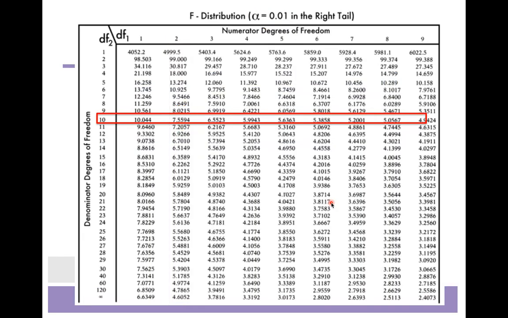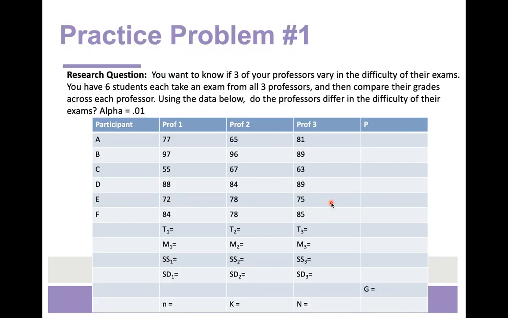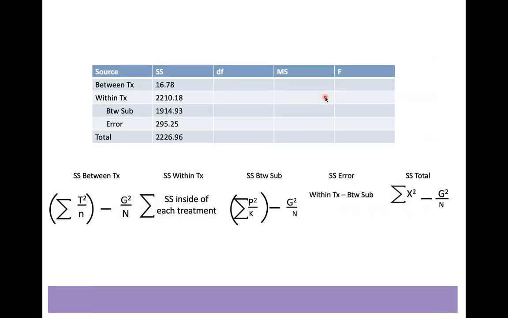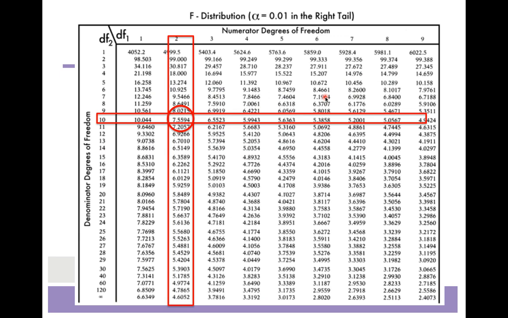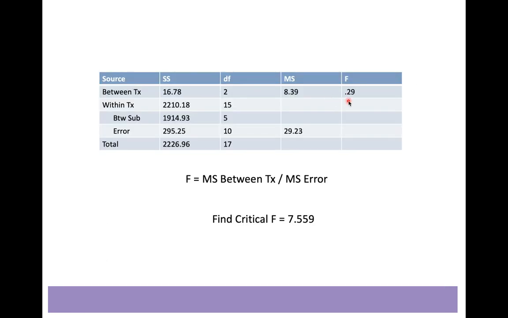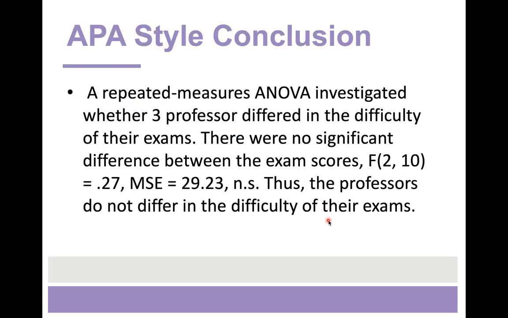Nothing happened here. Our research question was, do the professors vary in the difficulty of their exams? We had 3 professors. And so we're going to conclude that the professors do not vary in the difficulty of their exams because our calculated F is smaller than our critical F. So there's no significant difference between the professors. And so we don't have to do anything else. There's no Q's, there's no eta squared. You don't have to do this difficult conceptual interpretation of what's going on because the professors do not differ.